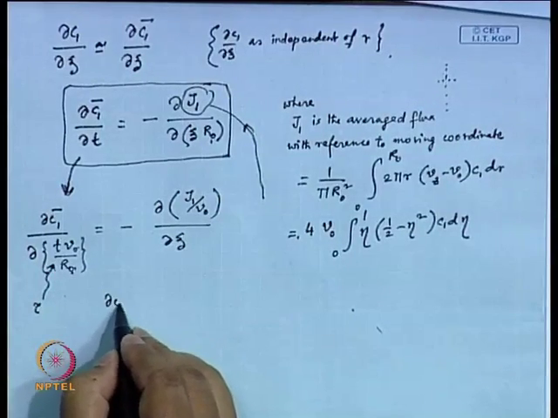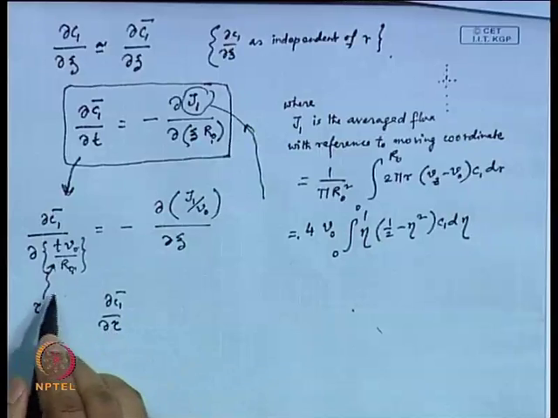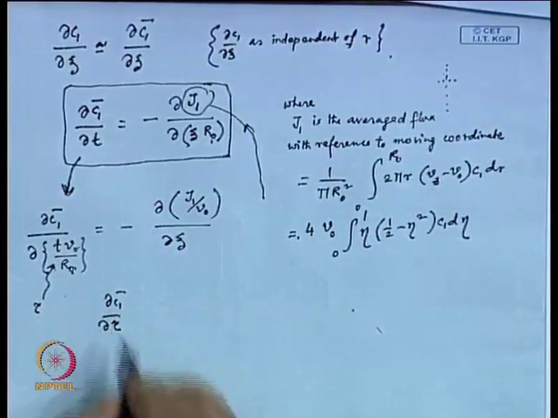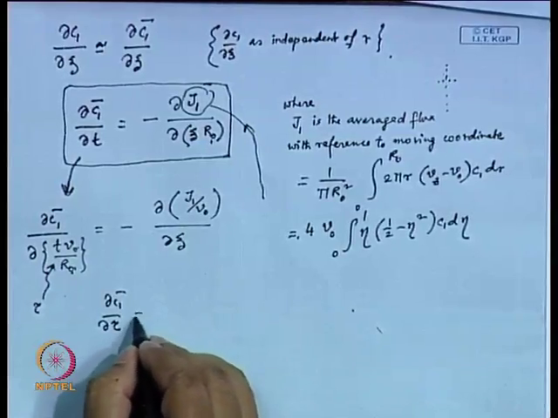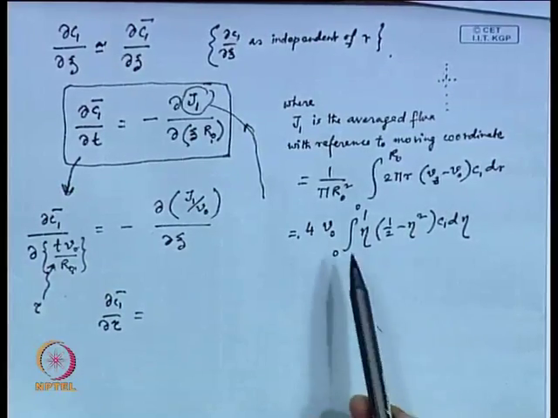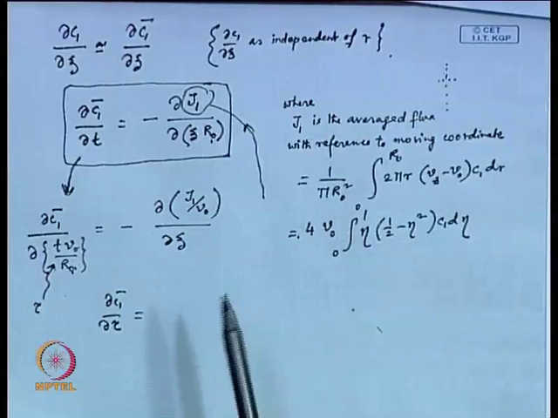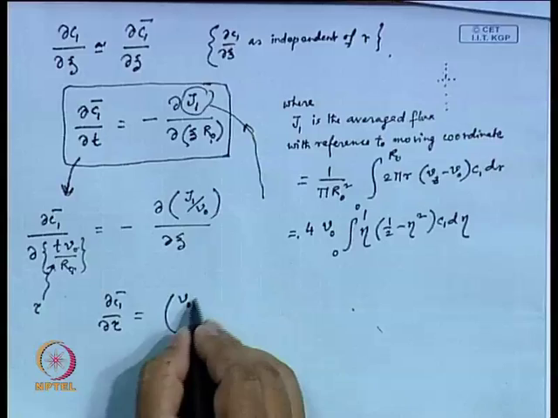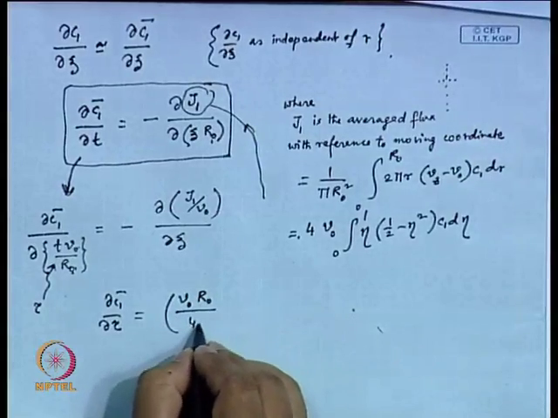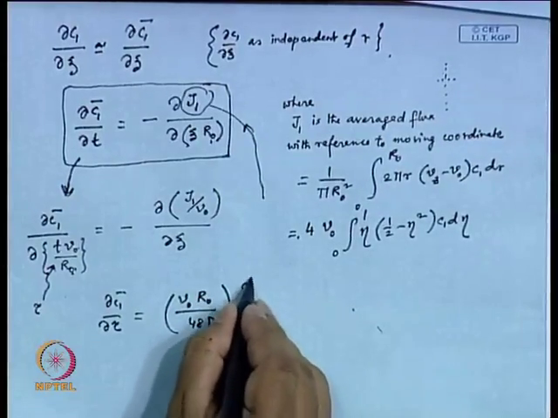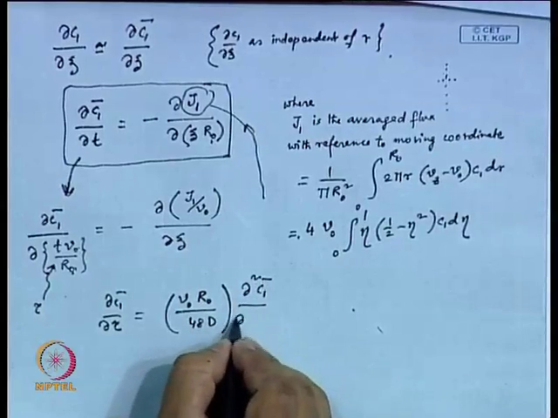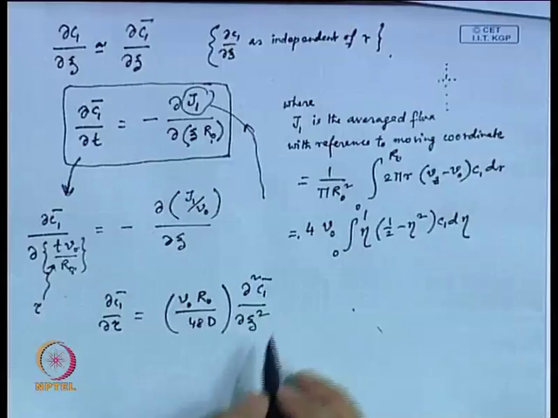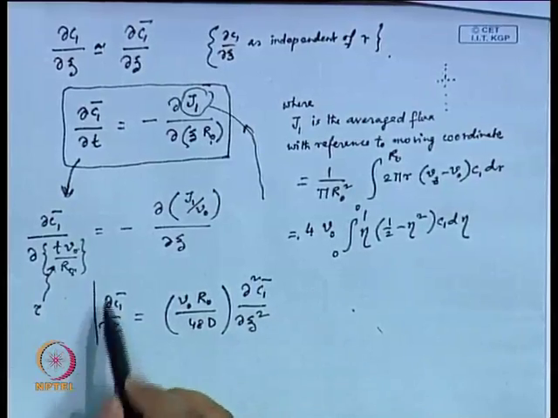So, this left hand side you are calling it del C1 bar del tau, because tau is this quantity T V0 by R0. This quantity is called tau. So, del C1 bar del tau. And this is equal to, on the right hand side, you have to replace this J1 by this quantity. So, what you would end up with is V0 R0 by 48 d del square C1 bar del zeta square. Okay, so this is the expression that you will have in that case.